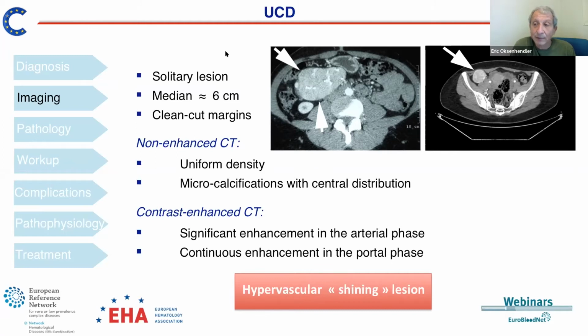uniform density, and sometimes, and this may be useful for the diagnosis, microcalcification with central distribution, and the radiologists know that. And on the contrast enhanced CT, we have a very significant enhancement, both in the arterial phase and a continuous enhancement in the portal phase. And this is because these lesions are hypervascular, which provides these hypervascular shining aspects on the CT scan.